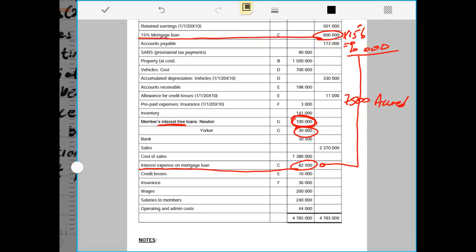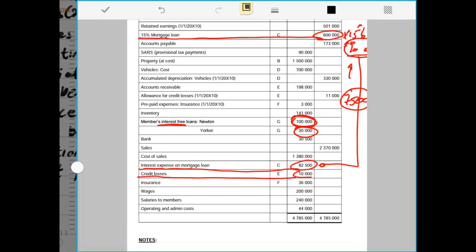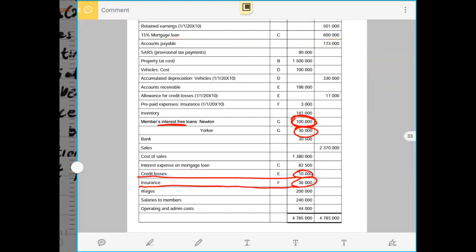So that tells us that the interest that will be recorded in the income statement is the one of 90,000 rands, being 82,500 plus 7,500, that will give us an amount of 90,000 rands, or else just 600,000 rands times 15% will give us the amount of the interest on the loan that was incurred during the year. Then after we have credit losses, which is our bad debts, 10,000 rands. We have insurance. This is the insurance expense that was paid during the year, so now it's already paid.